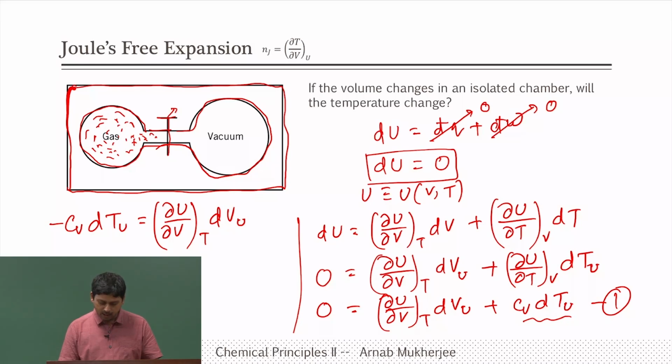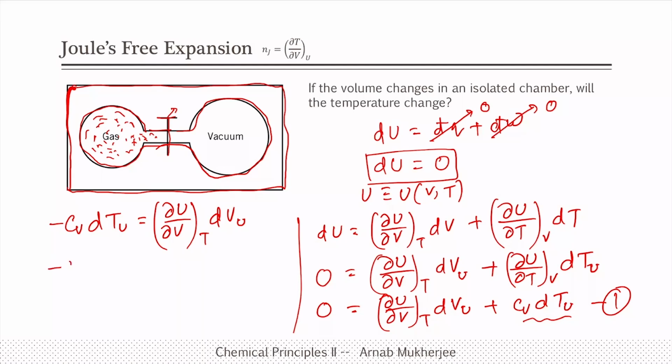Now we rewrite this equation by dividing both sides by dV at constant U. We divide both sides, remember. So minus Cv, when I divide both sides, I can write that as (del T by del V) at a constant U equal to (del U by del V) at a constant T, divided by Cv. Now this quantity, del T by del V at a constant U, is called Joule's coefficient, that I have mentioned here on the top. You see, Joule's free expansion gives us this quantity.